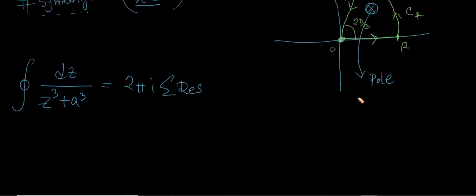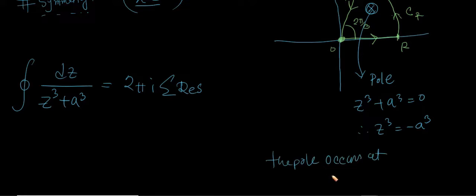Let's call this point our pole, and it will come from the equation z cube plus a cube equals 0. That means z cube is equal to minus a cube. And now you just have to find the cube root of minus a cube. You will have 3 points, and one of them will reside inside this contour, or this region. And if you calculate the root, you will see that the pole occurs at z equals a e to the power i pi by 3.